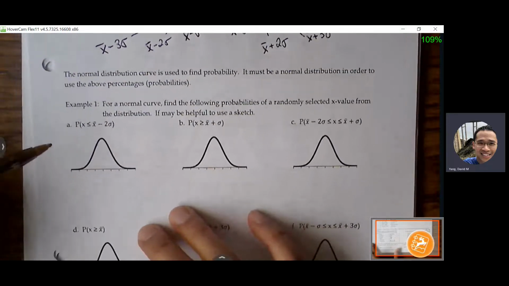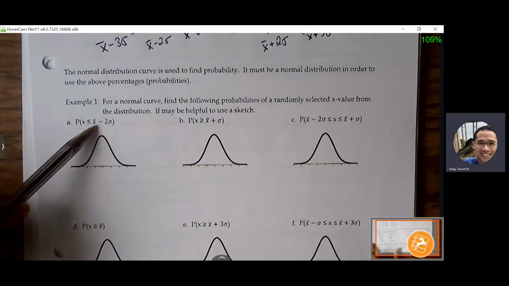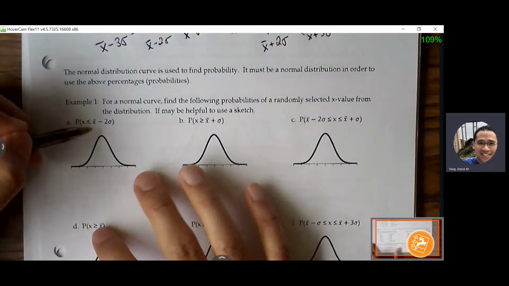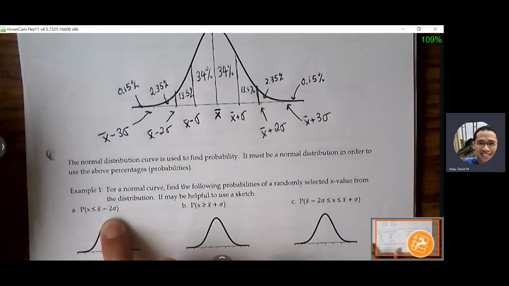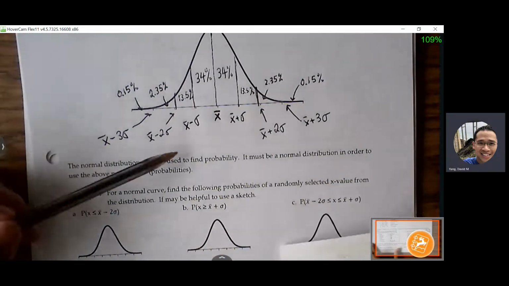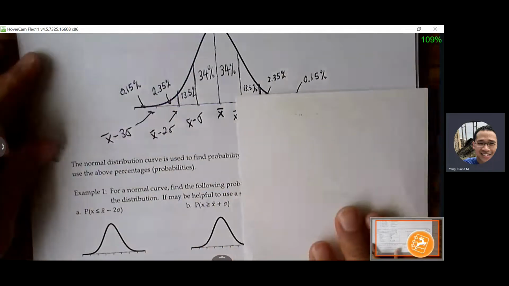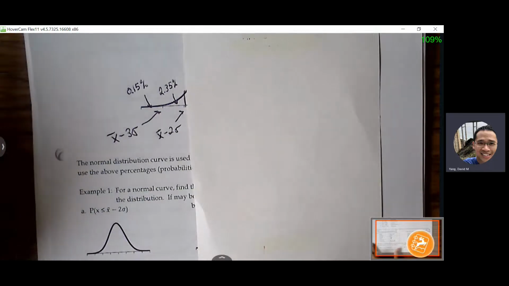Okay, so I want to find the probability of students scoring less than two standard deviations to the left of the mean. So I want everything to the left of this x bar minus 2 standard deviations. Here, I find that line. I want everything less than, so I'm only going to be adding those two together. Less than means to the left of.